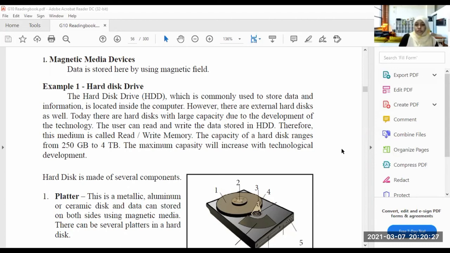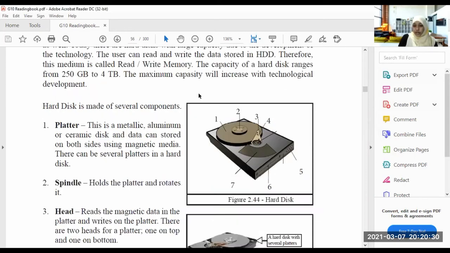A hard disk is made of several components. The first one is the platter, a metallic, aluminium or ceramic disk, and data can be stored on both sides of it using magnetic media. There can be several platters in a hard disk, not just one. The platter looks like a CD but is not a CD.